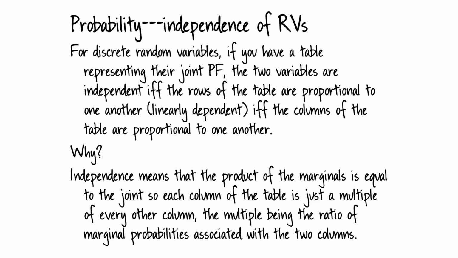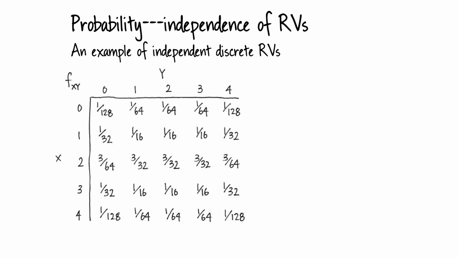Okay, so why is that? Well, independence means that the product of the marginals is equal to the joint. So each column of the table is just a multiple of every other column, the multiple being the ratio of the marginal probabilities associated with the two columns. Okay, it's kind of a mouthful, so let me do an example.